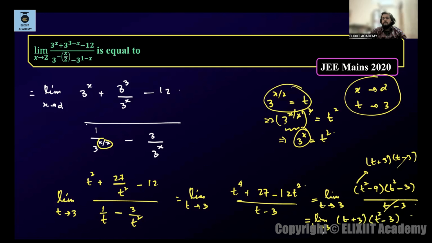Now simply put this over here. So limit t tending to 0. Okay. So once you simply put the limit, so this will become what? 9 minus 3, which is 6, and this will become 3 plus 3, 6. So 6 into 6, 36. 36 is the right answer.